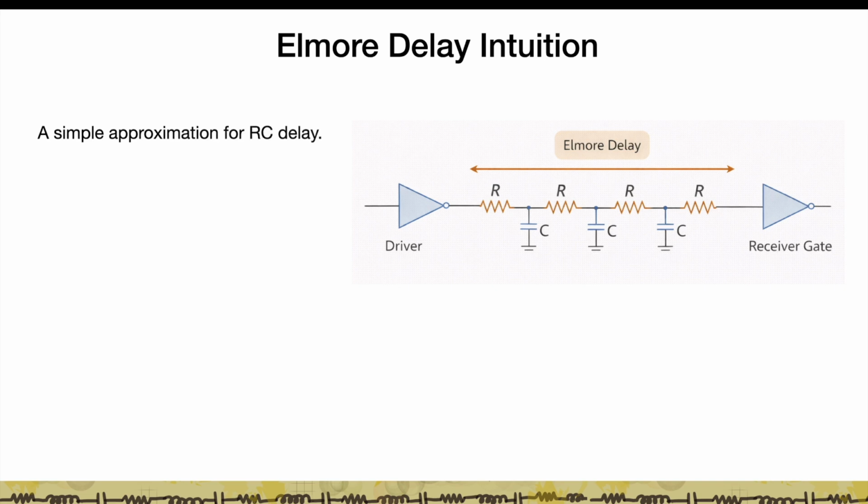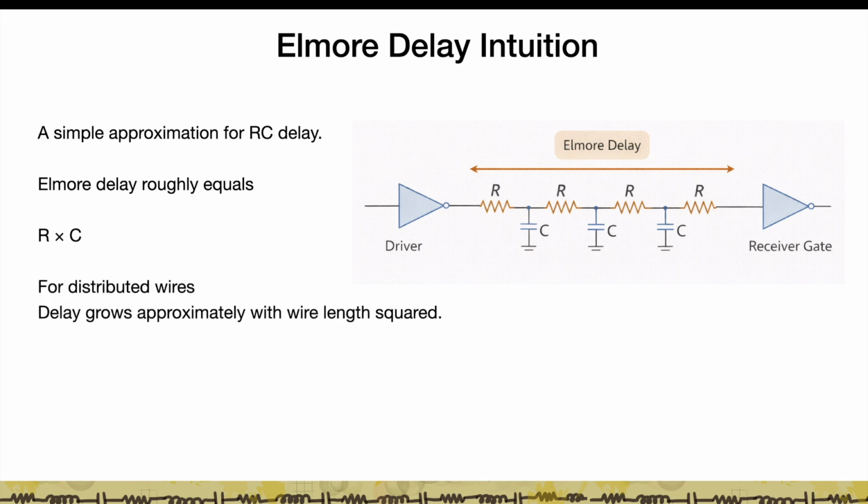There's a beautifully simple model that captures the RC delay of a distributed wire, the Elmore delay. The core idea is that you can approximate the delay at each node in an RC network by summing the resistance-capacitance products along the path from the driver to the node. For a uniform wire, this works out to a delay proportional to RC, where both R and C themselves grow linearly with length. Here's the punchline.